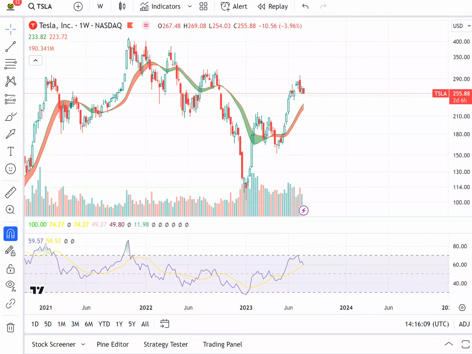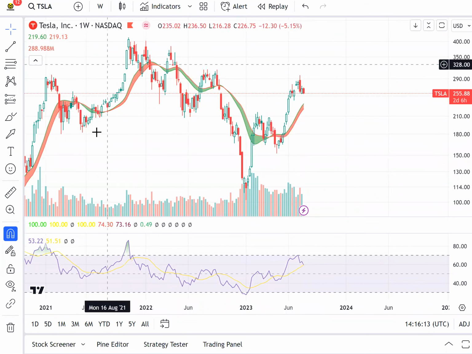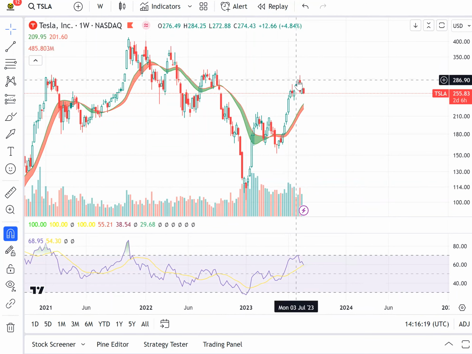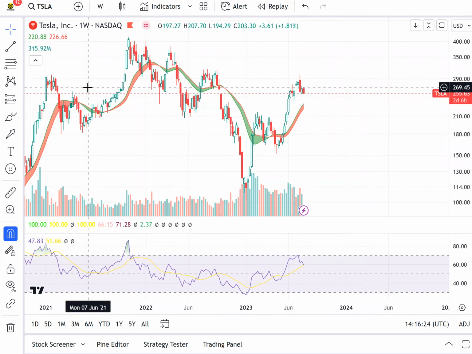So let's start with Tesla. This is our weekly chart. I've updated it many times for Tesla. Let's look at what's going on right now. Should we sell or should we buy? How do we sell at the peak, like here or here? It's very easy. First, how to read the trend.